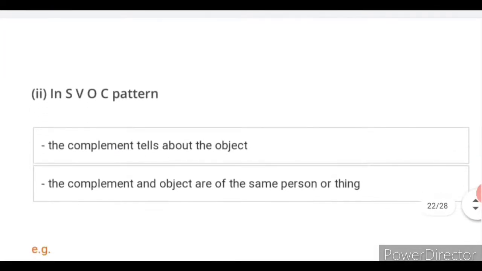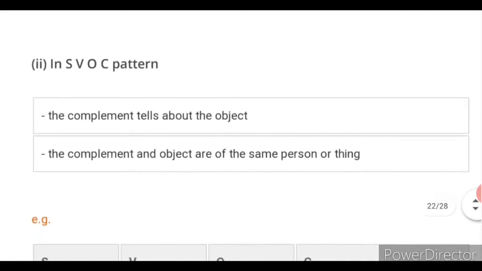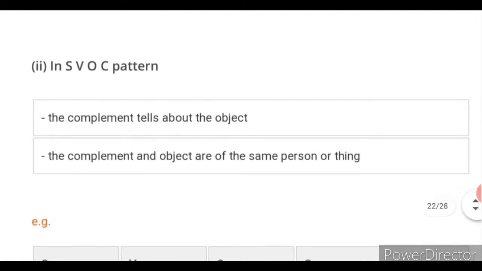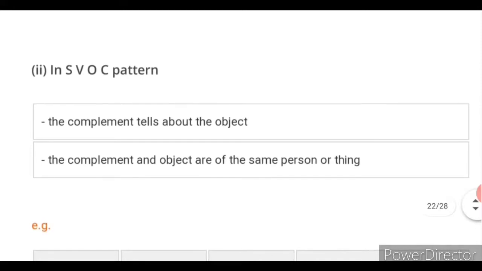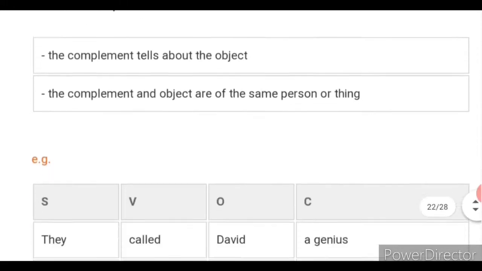Now let us see the SVOC pattern. In the SVOC pattern, the complement tells about the object. So we all know how to mark the object. To mark the object, we can put the question what and whom, and it will tell you more about the object. So what is the complement? The complement and object are of the same person or thing. So whatever is there in the object, about that only the complement will express. So it will be easy for you to underline and write what is the complement.